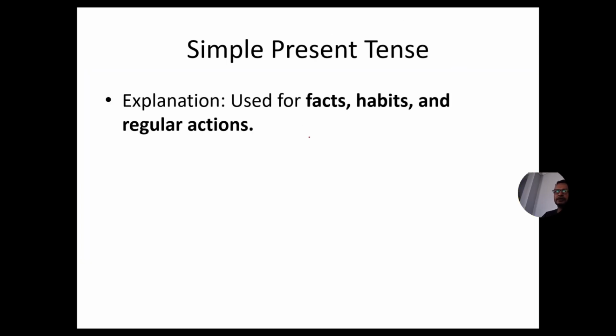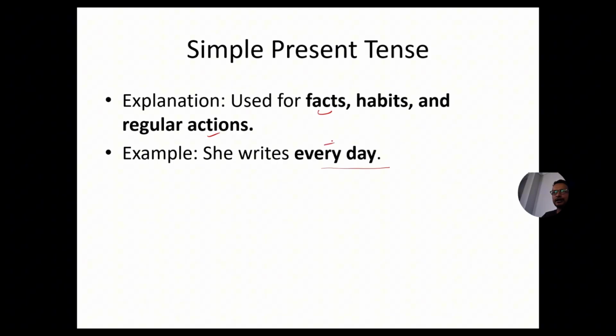Simple present tense. It is used to denote facts, habits, and regular actions. For example, she writes every day. See, this is her habit, right? For example, the sun rises in the east. That is a fact. That is true in India, true in Nepal, true in Australia, true in the US, true everywhere, right? So those kinds of facts, regular actions, or habits are always written in the simple present tense.